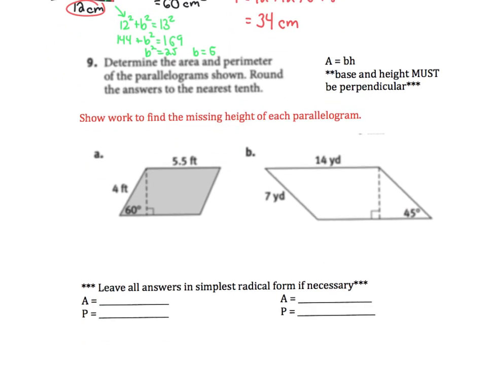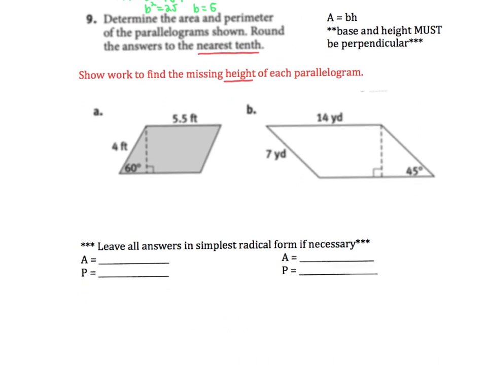Okay. Number 9, determine the area and perimeter of the parallelograms shown. We're going to have to round our answers to the nearest tenth. So right away, that's telling me we might be getting some decimals on here. And again, we are going to have to find some of our missing lengths. So what I'm going to do is start by having you find the missing heights of each of these. And then we're going to come back and find your actual area and perimeter. Notice that in each of these cases, we're looking for a base, such as this one, the 5.5, and we're looking for a height, which is unknown.